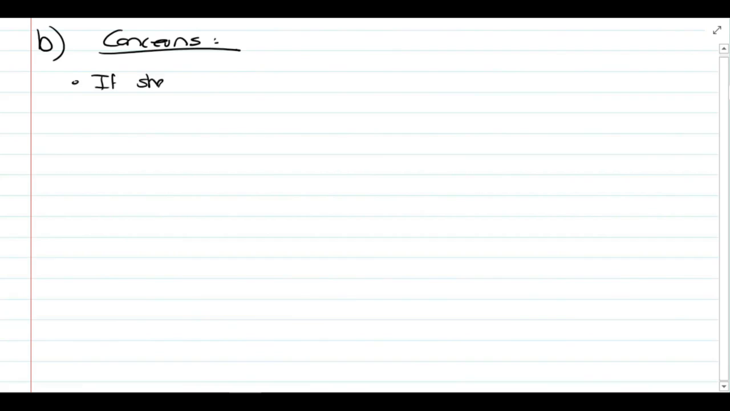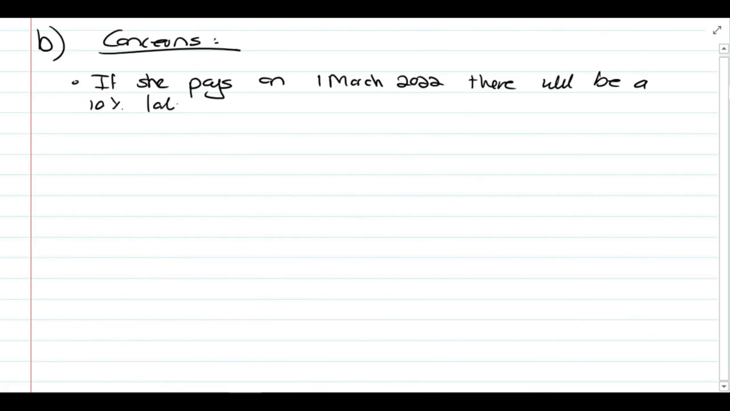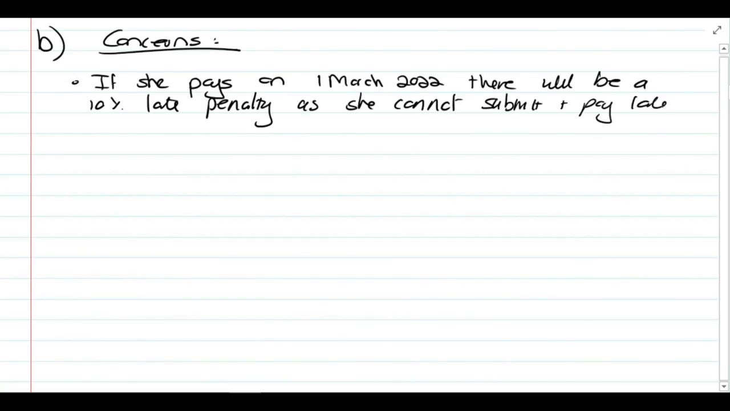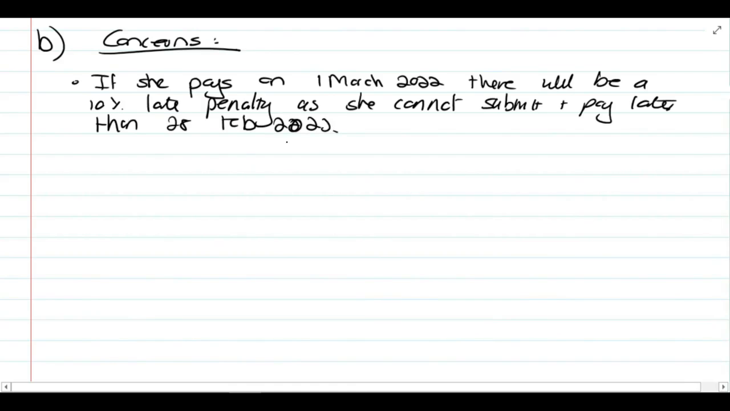My first concern is that if she pays on 1 March 2022, there will be a 10% late penalty, as she cannot submit and pay later than 28 February 2022.